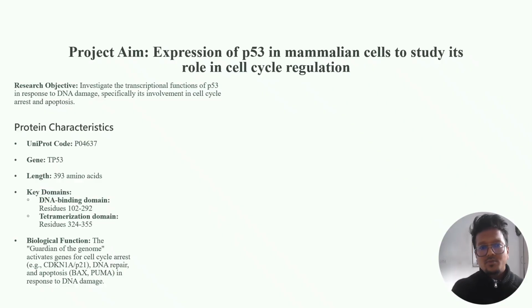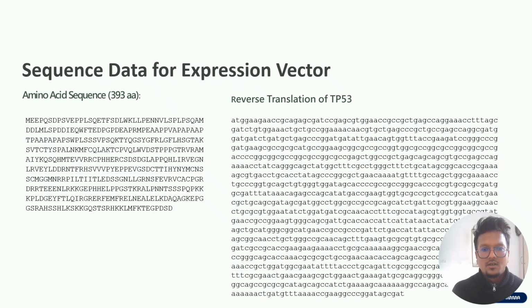I used UniProt code P04637 for p53, which encodes a 393 amino acid protein with essential DNA binding and tetramerization domains. This is the amino acid sequence and reverse translation of p53.